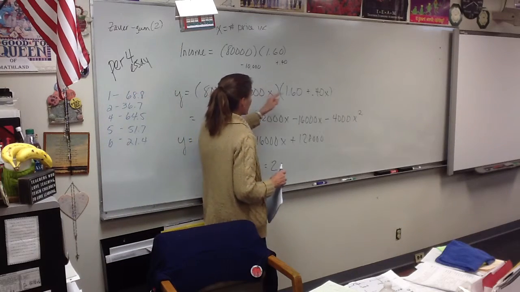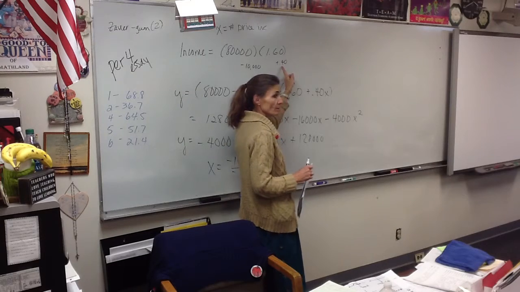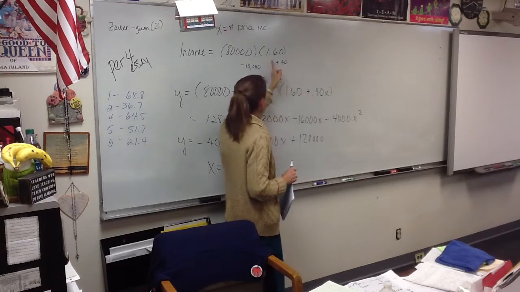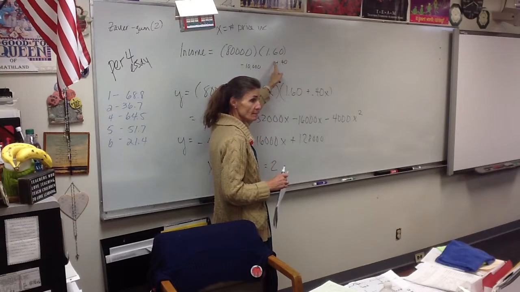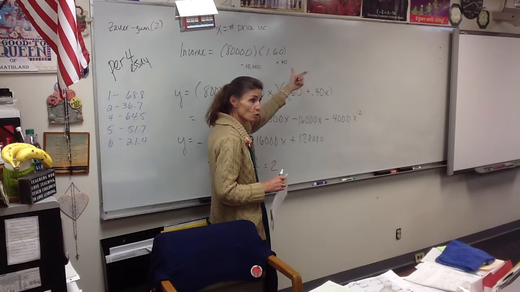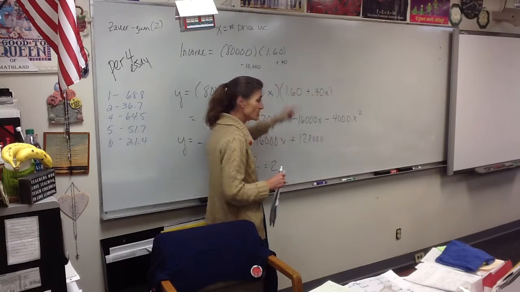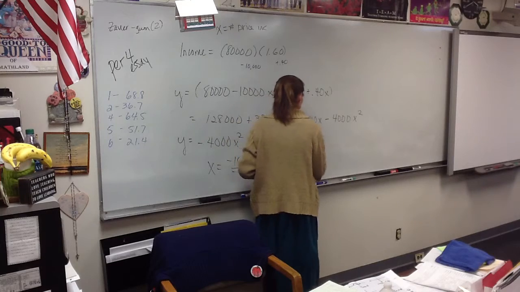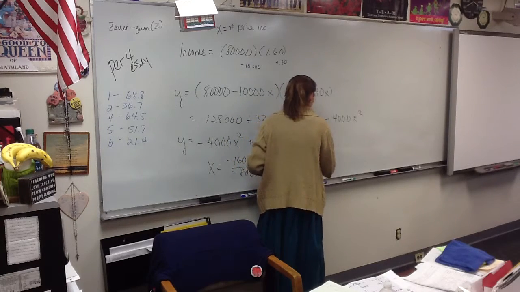Each price change is worth 40 cents. So I'm going to take my original $1.60 and go up 40 cents twice. So what price should I be charging? $2.40.